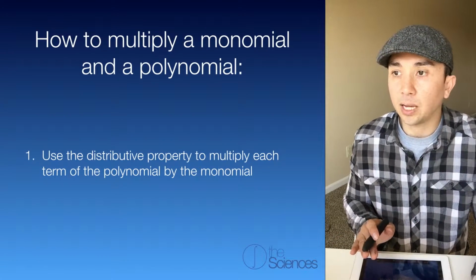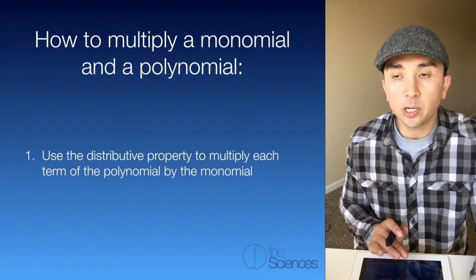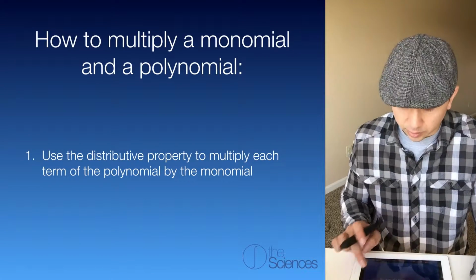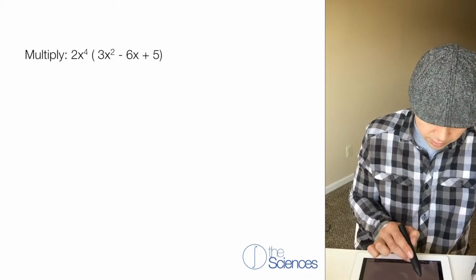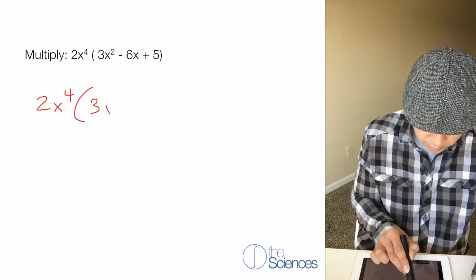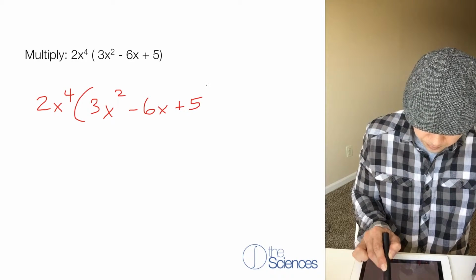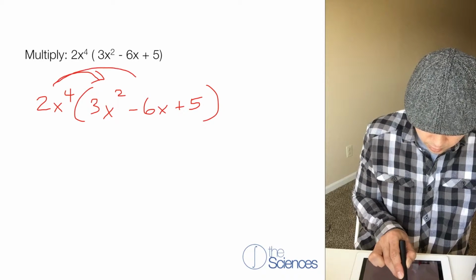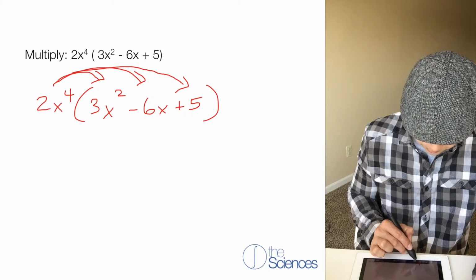Now here's how to multiply a monomial and a polynomial. You're going to use the distributive property to multiply each term of the polynomial by the monomial. So let's do an example. Here, let's multiply 2x to the 4th times 3x squared minus 6x plus 5. So all you're going to do is use the distributive property to multiply each monomial by the polynomial.